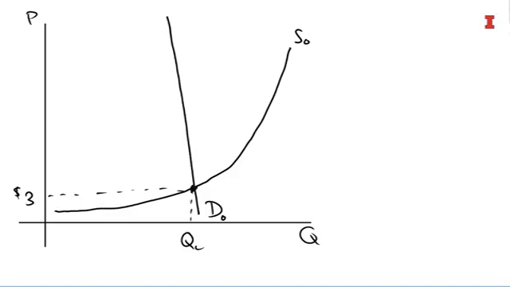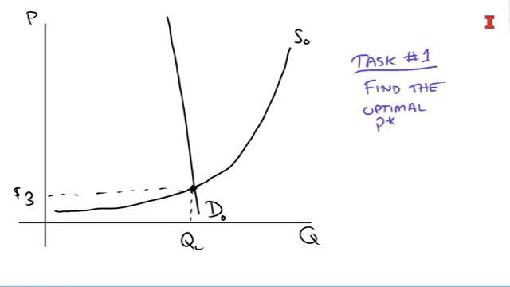Now, the first thing you have to do when you get together to talk about being a cartel is say, well, what price do we want? What's the price? So we're going to call this task number one: find the optimal P star, and I'm going to use this subscript fix because this is typically called price fixing.